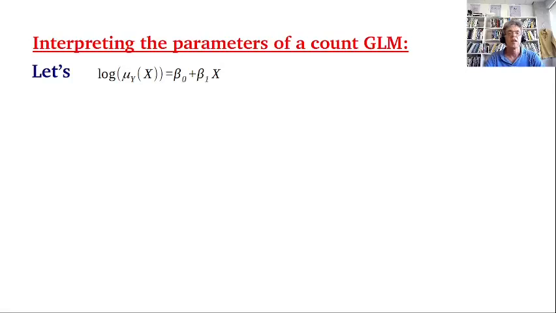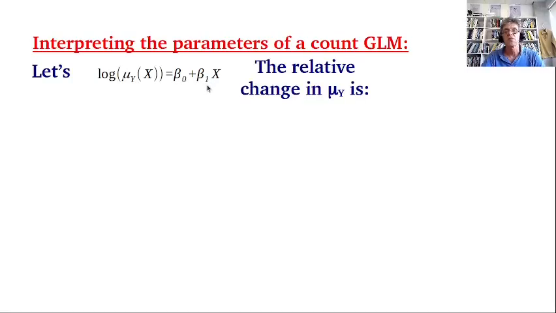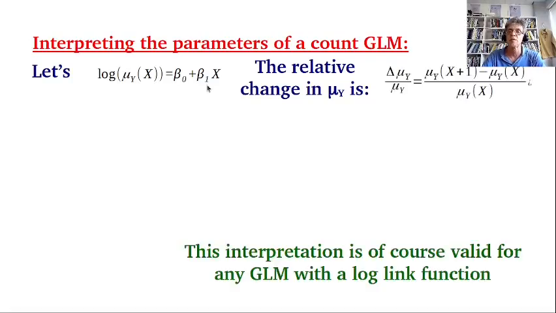So let's assume that we have a numerical explanatory variable x, and that we are modeling the log of the mean of the response variable as a function of this numerical explanatory variable, and the goal of the game is, of course, to estimate the intercept and the slope of this parameter. So we can also write the relative change of the mean for a change of 1 unit in the explanatory variable as follows. So this is the change in the mean.